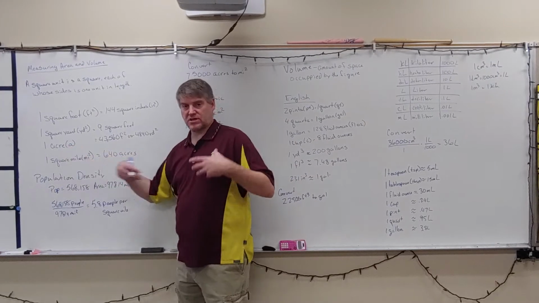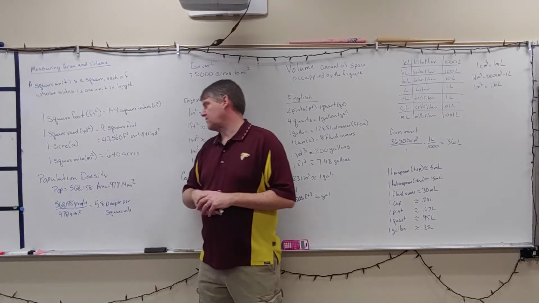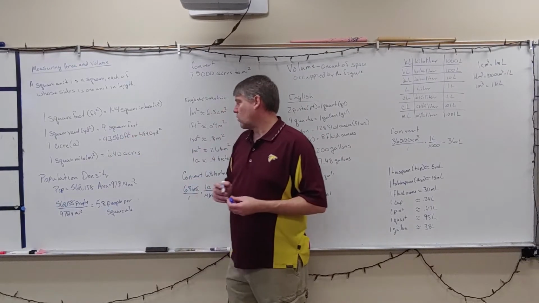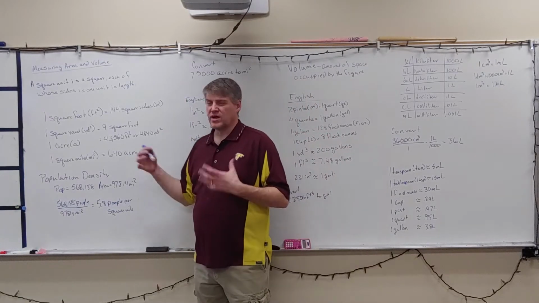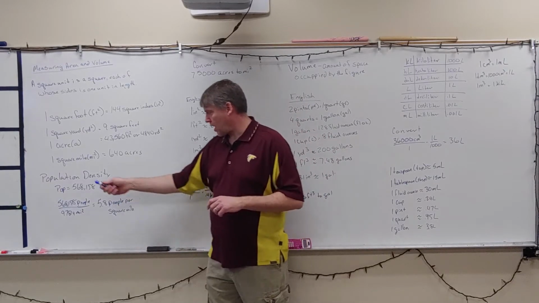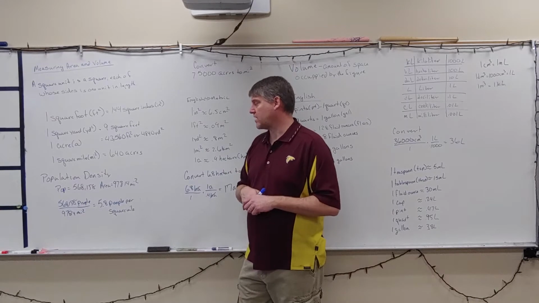1 acre, so we get this idea of an acre, is equal to 43,560 feet squared, or 4,840 yards squared, okay? So we get this idea of acres built in here. 1 square mile is equal to 640 acres.